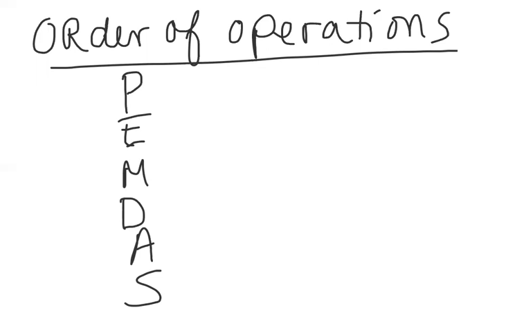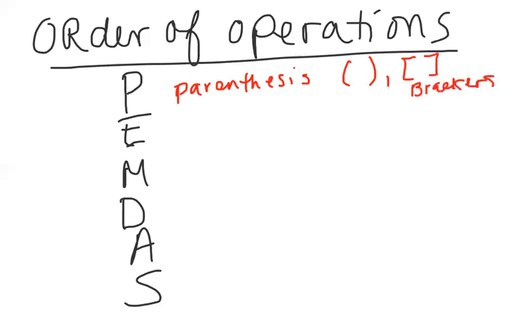Okay, PEMDAS, the P stands for your parentheses, guys. Parentheses, your grouping symbols. Your grouping symbols, like your parentheses, of course, your brackets. Let me write this down for you. Brackets. Also, your braces go in here too. Your braces, okay? So those are your grouping symbols.